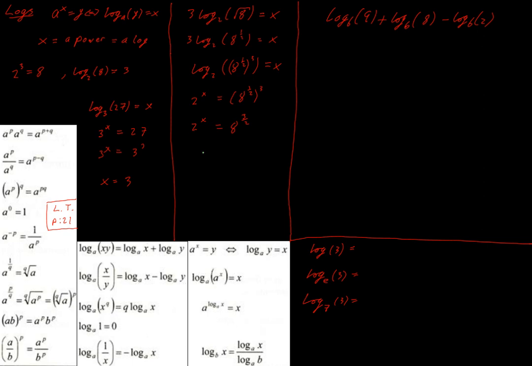I know that I can write 8 as a power of 2. So it's going to be 2 to the power of 3 to the power of 3 over 2. 2 to the x is equal to 2 to the 9 over 2. Now I know that I can equate and say that x must be equal to 9 over 2. Again, because 2 to the power of x must equal 2 to the power of 9 over 2, there's only one value of x that would make that equality true, and that's if x was equal to 9 over 2.